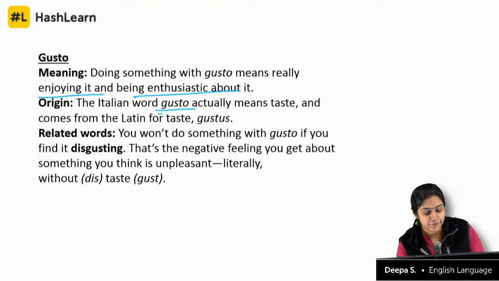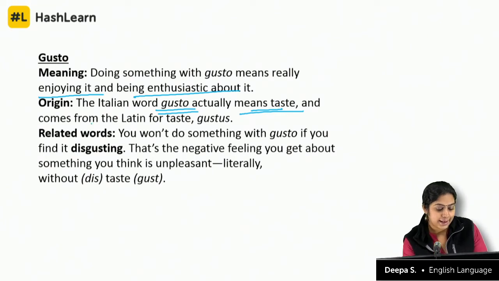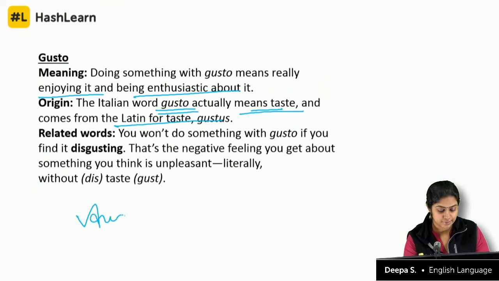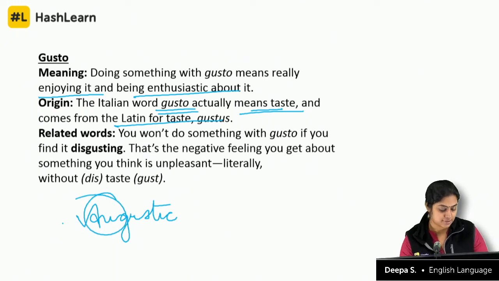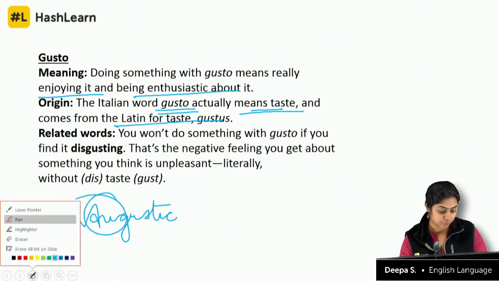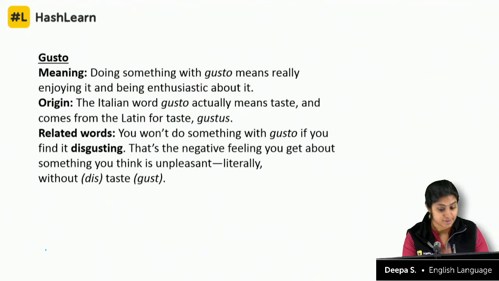The Italian word gusto means taste, and it comes from Latin. Again, it means taste in Latin also. Probably Augustus means something of this. Augustus, I'll check the meaning of the origin of this. It's just something that came up right now.